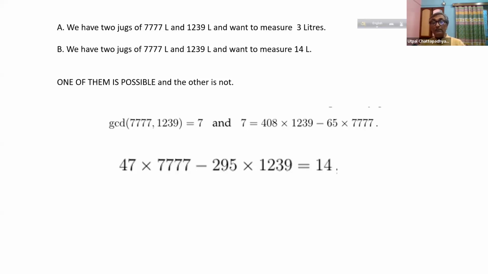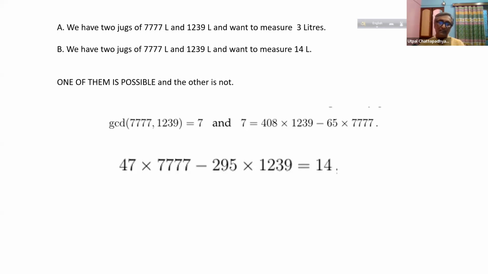There is a way of calculating this, by the way, and that is the calculation given by Aryabhatta around 700 common era, much before Bezout. So since 7 is the common factor, just multiply by 2, right? So then you get what? Sorry, you don't have to multiply, but you can also write 14 equal to 47 times 7777 minus 295 times 1239. What does that mean?